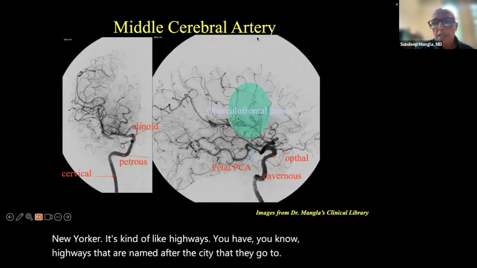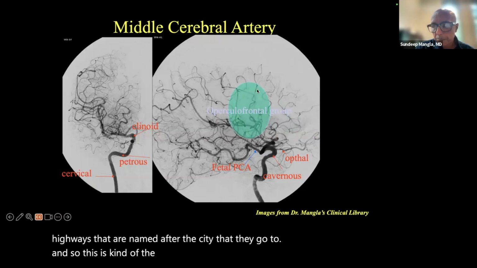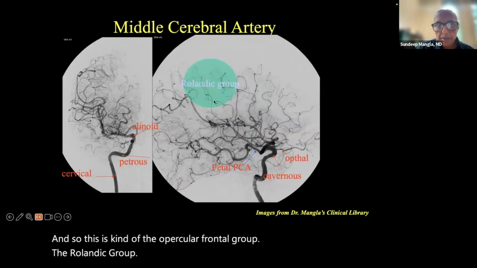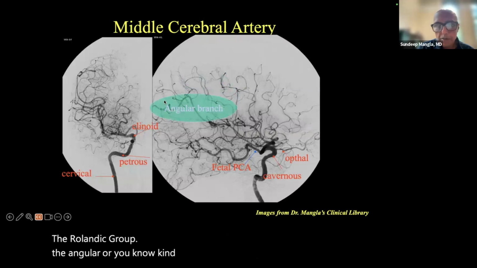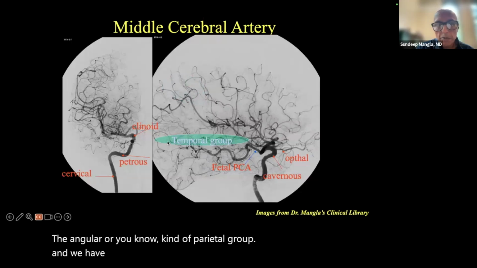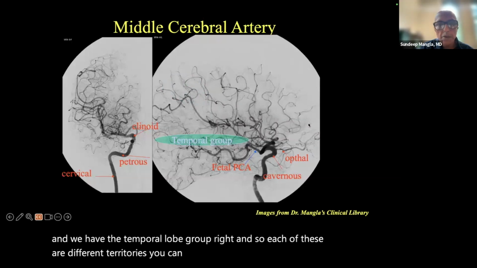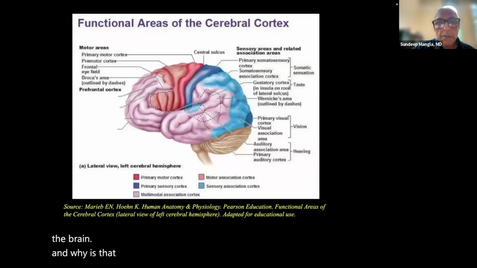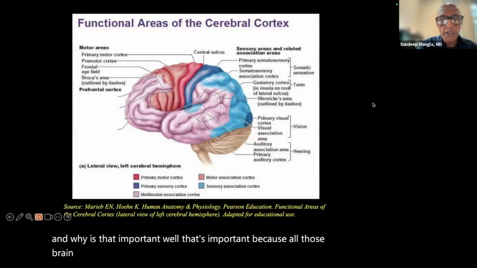And so this is the opercular frontal group, the Rolandic group, the angular or parietal group. And we have the temporal lobe group, right? And so each of these are different territories. You can see they supply a significant part of the brain. And why is that important? Well, that's important because all those brain areas have important function.